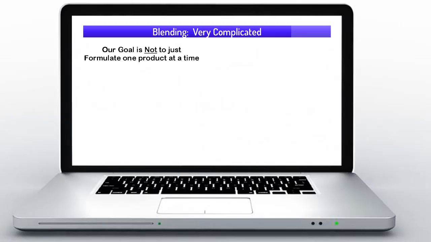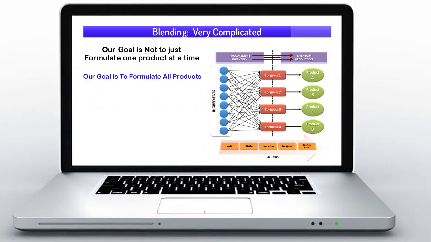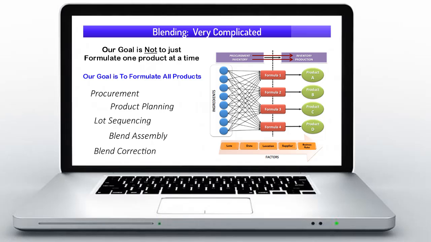Our goal is not to just formulate one product at a time. Our goal is to formulate all products for the continuous process of procurement, production planning, lot sequencing, blend assembly, and blend correction. To obtain the minimum cost for all products through these phases of formulation, formula optimization is required.